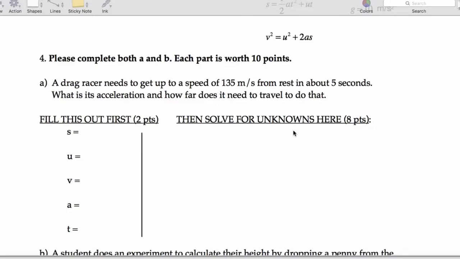All right, so we have this drag racer that needs to get up to a speed of 135 meters per second from rest in about 5 seconds. We want its acceleration, and we need to know how far it needs to travel to do that. Let's go ahead and fill in what we know. This is a SUVAT question.